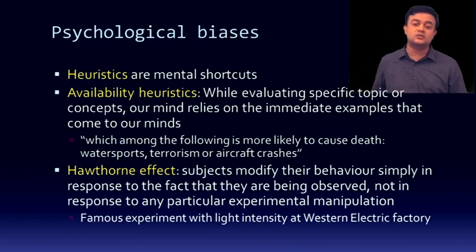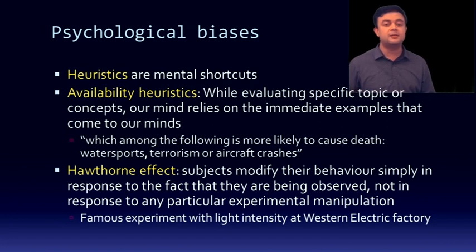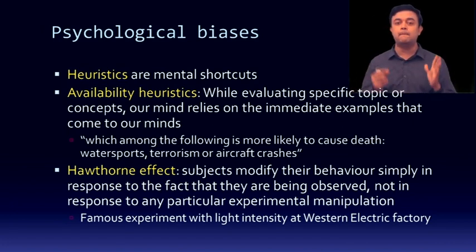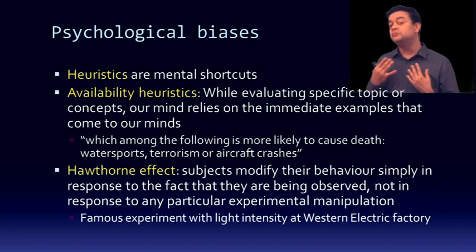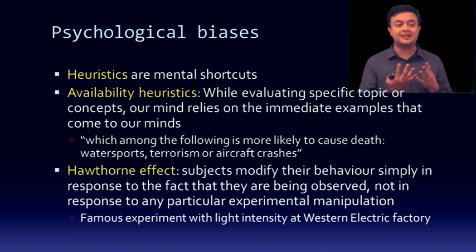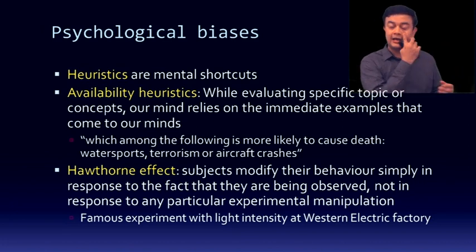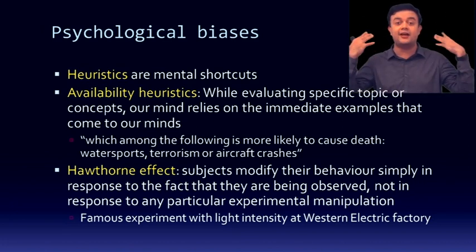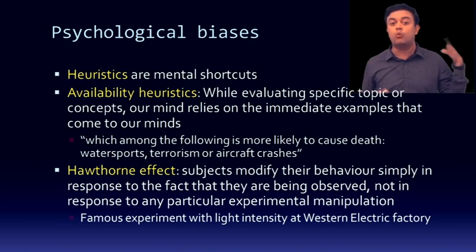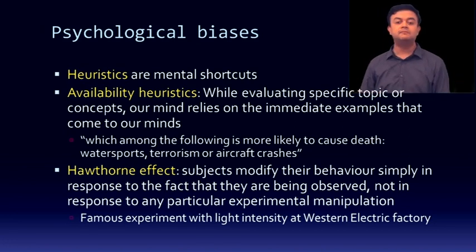In addition, there are so many psychological biases also. For example, heuristics. Heuristics are mental shortcuts. Availability heuristics is one simple example. While evaluating a specific topic or concept, our mind relies on immediate examples that come to our mind. So what are the immediate examples? For example, the example that I read yesterday in the paper, or the day before yesterday, or last week, it will come to my mind rather than something that happened 1 month back or 2 months back, right?